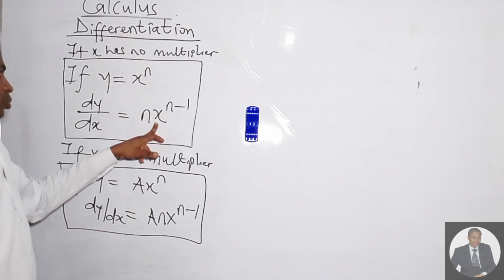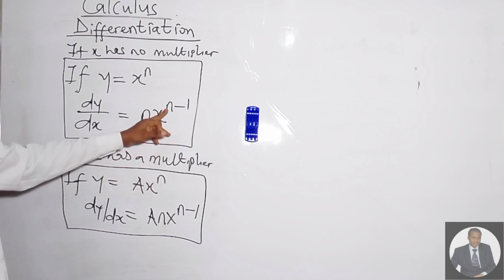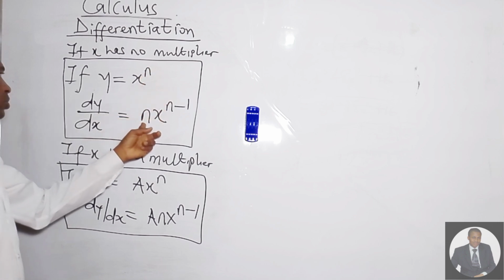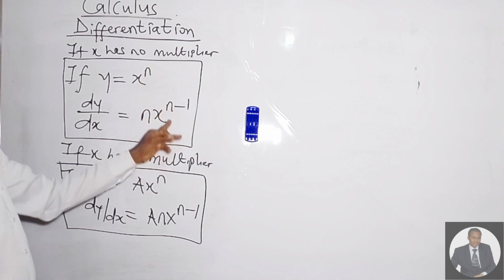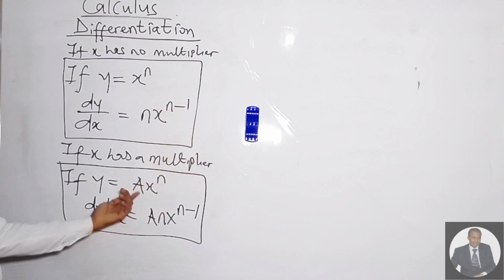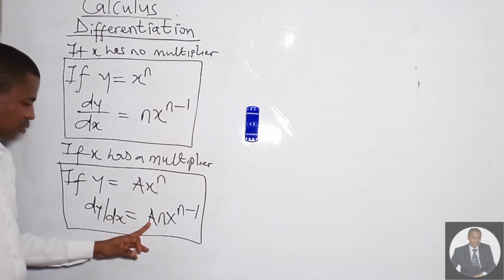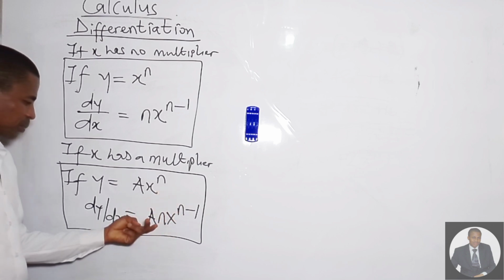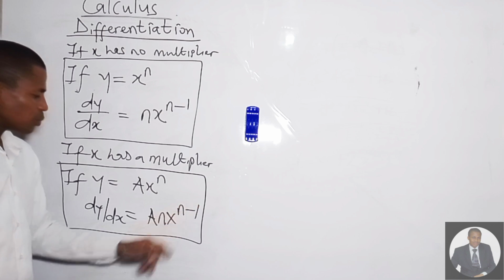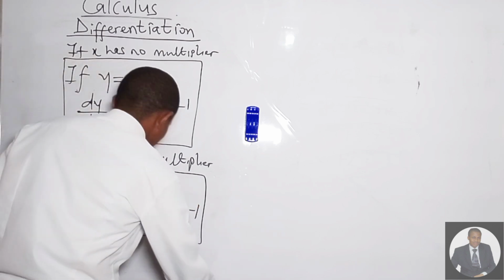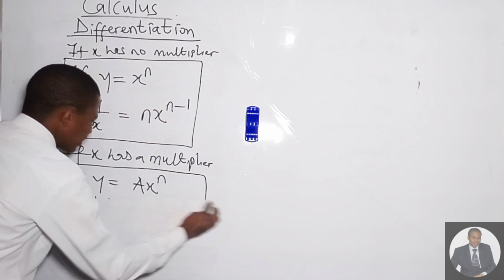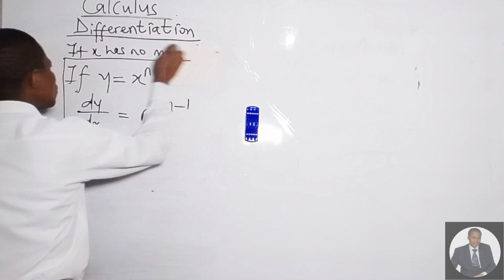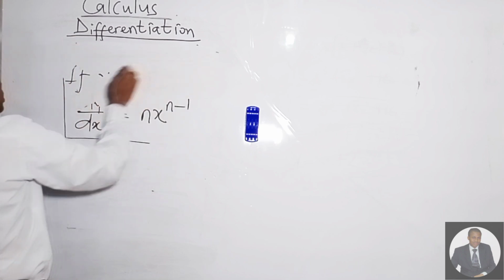If x stands alone with no multiplier, then the power to which x is raised will come down to be a multiplier, then x is raised to power n minus 1. But if there's a multiplier, the multiplier remains at its position, then the exponent of x will come and multiply the multiplier, while the same exponent will take away 1 from it. This becomes the formula that will guide all we are going to do when it comes to differentiation of polynomials.